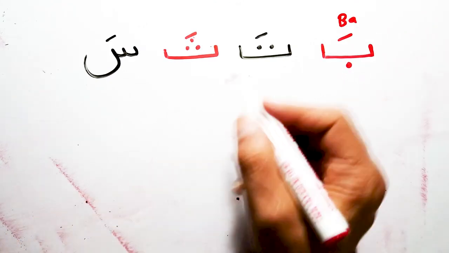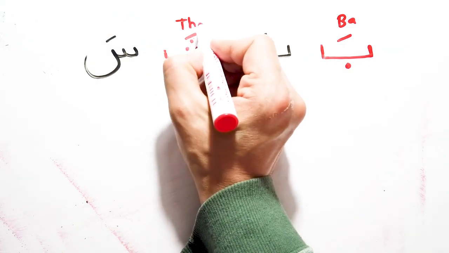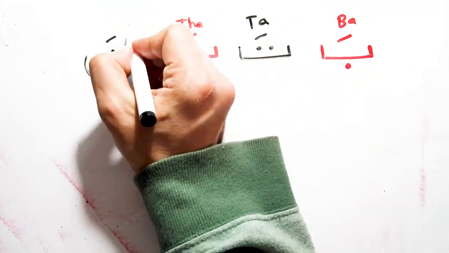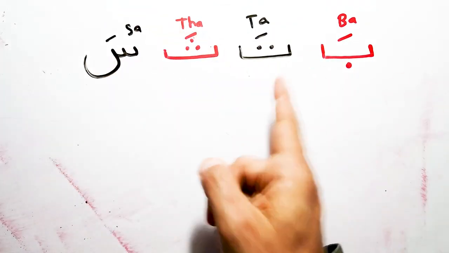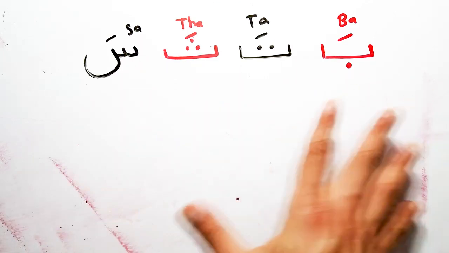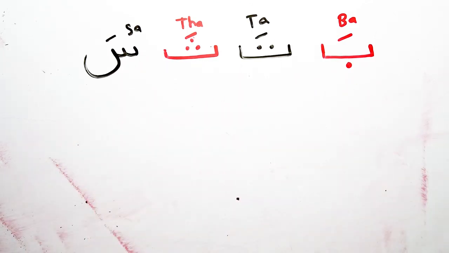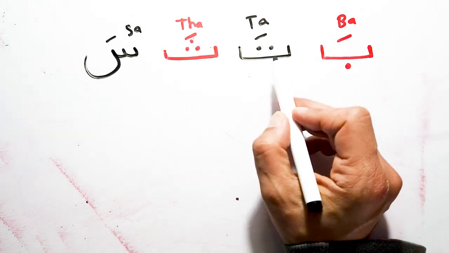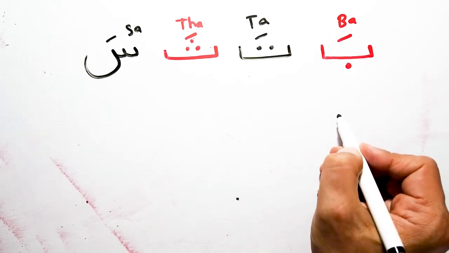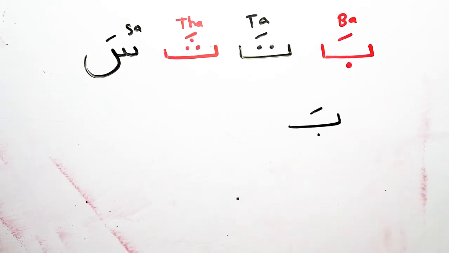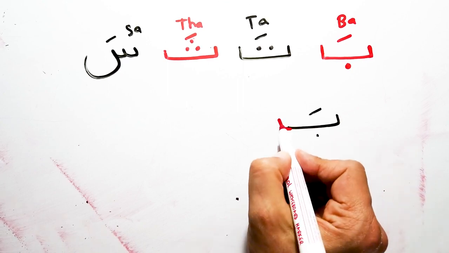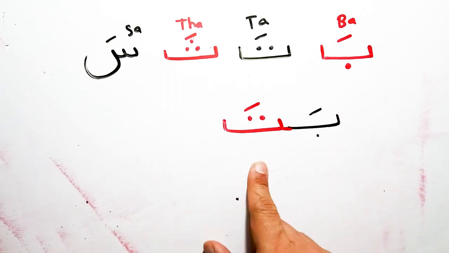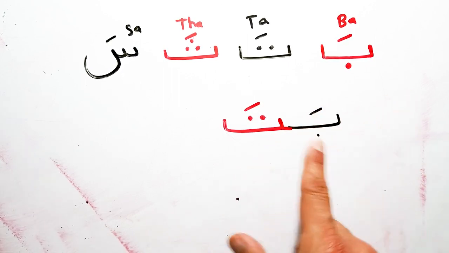Ba. Here we have tha, like thank you. And we have here ta. And we have here sa. Ba, ta, tha, sa. Okay, let's write a word. A word that has no meaning, okay? So let's connect ba to ta. It will be like this. Ba in the beginning, and the word is like this. Bata. It's one word, 2 letters. Bata.